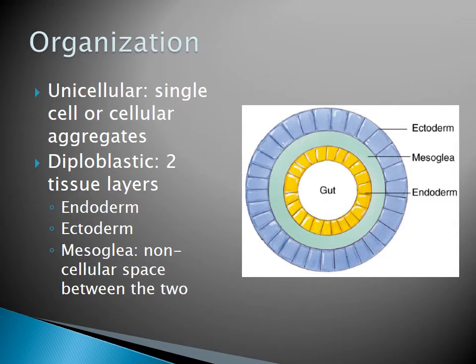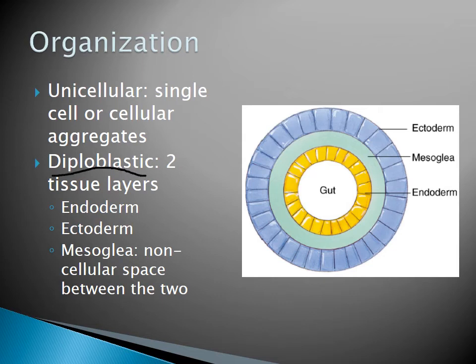Another way that we can determine how evolved an organism is based on the organization of its cellular structure. For instance, unicellular or cellular aggregates are going to be less evolved because they're single celled. Once we start getting multicellular organisms, that's a sign of evolution having taken place. We move from less evolved single cells to more intricate multicellular organisms. One of the first things that we're going to see is diploblastic, and that's 2 tissue layers.